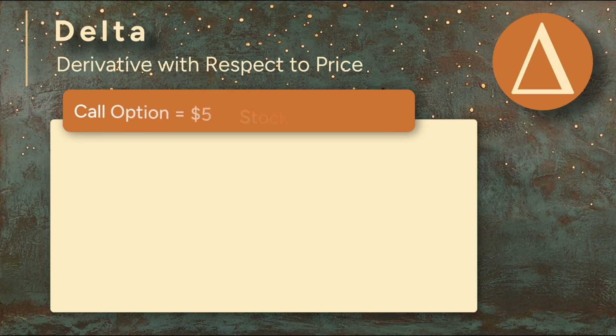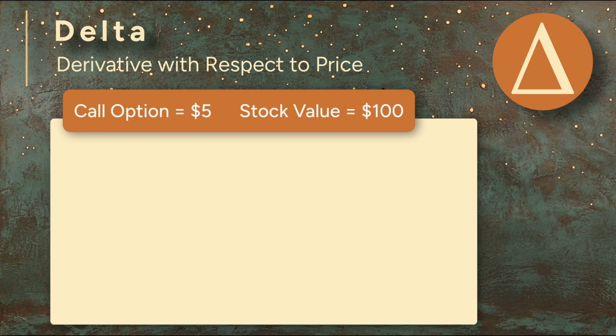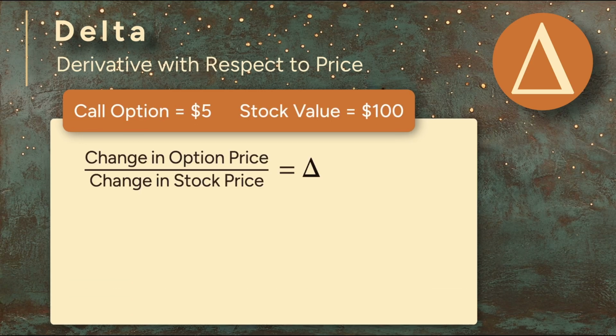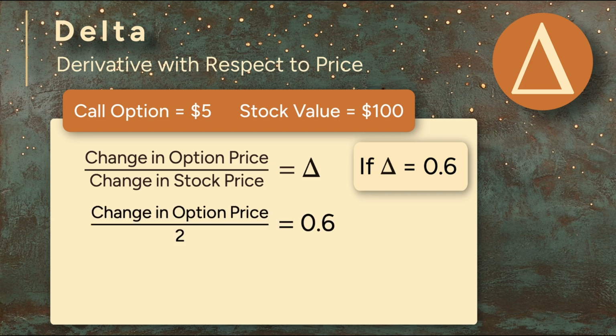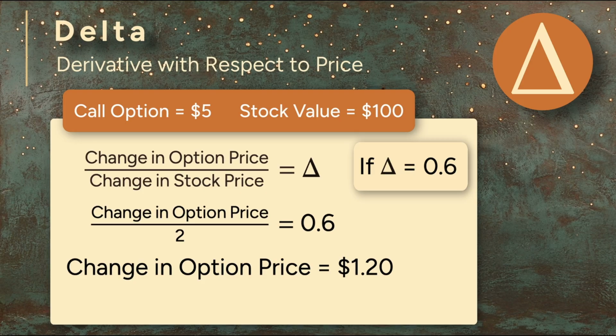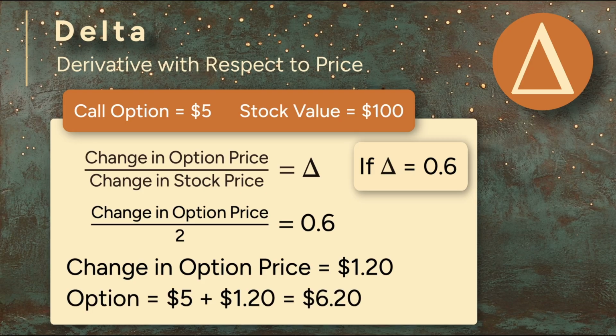Suppose you have a call option worth $5 on a stock trading at $100. Let's see what happens with a delta of 0.6. If the stock rises $2 and nothing else changes, the option price will increase by roughly $1.20. So the option will now be worth about $6.20. That is the power of delta.